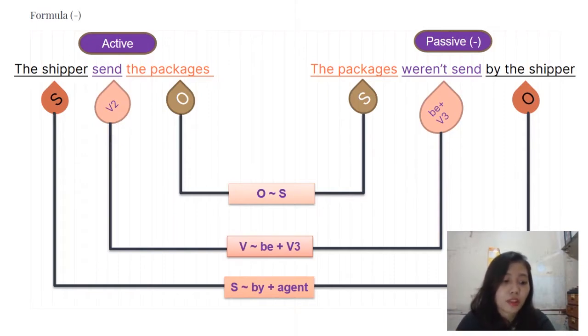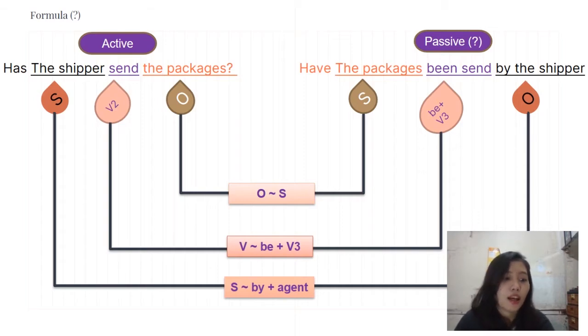For the next slide, this is the formula for making a negative sentence. The formula is still the same as the previous one. The difference is that the to be is turned into negative, so from the sentence, the word becomes "weren't." Still with the same formula, if we make the passive interrogative, we just add "has" or "have" at the beginning of the sentence.